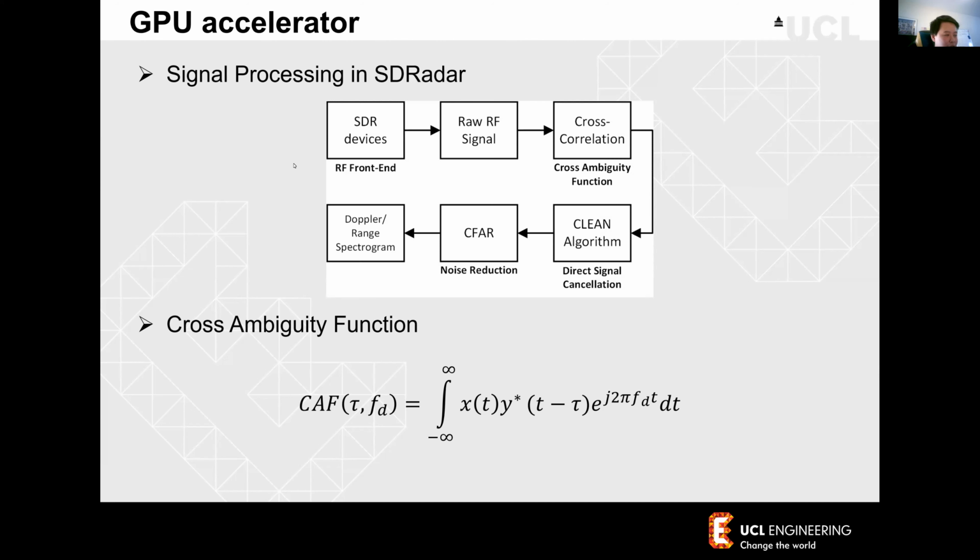And here is the signal processing in my SDRadar. Firstly, you get the raw IF signal from the SDR device, then perform a cross-correlation function, then do direct signal cancellation, and then do a CFAR for noise reduction. Then you will get a Doppler range spectrogram. This is the typical way to process on the SDRadar. And this is the formula for the cross-correlation function. Again, this is just a classical formula here.